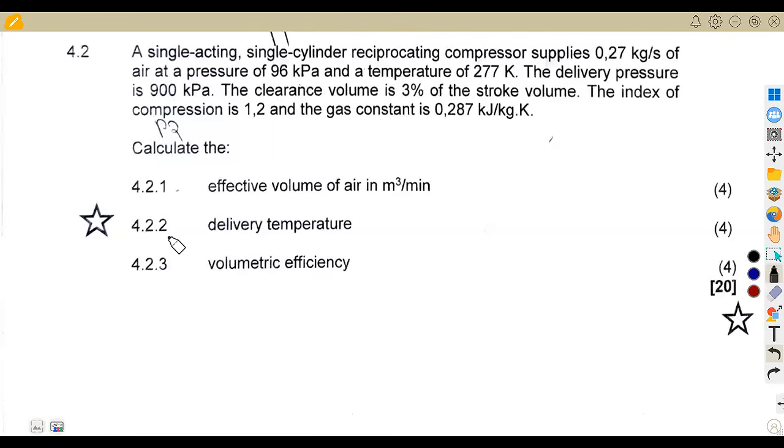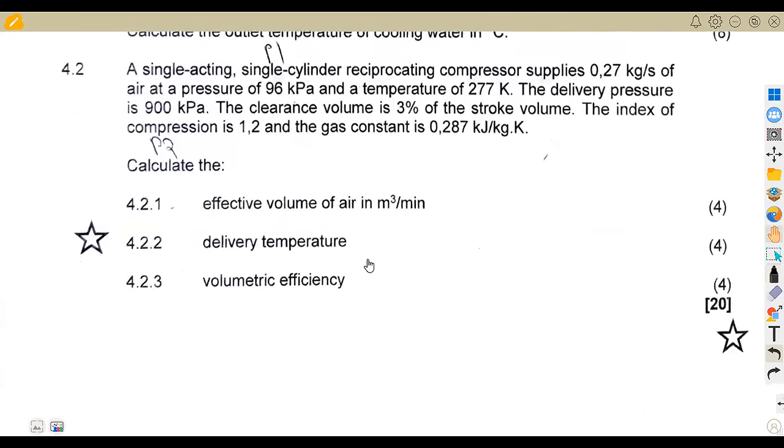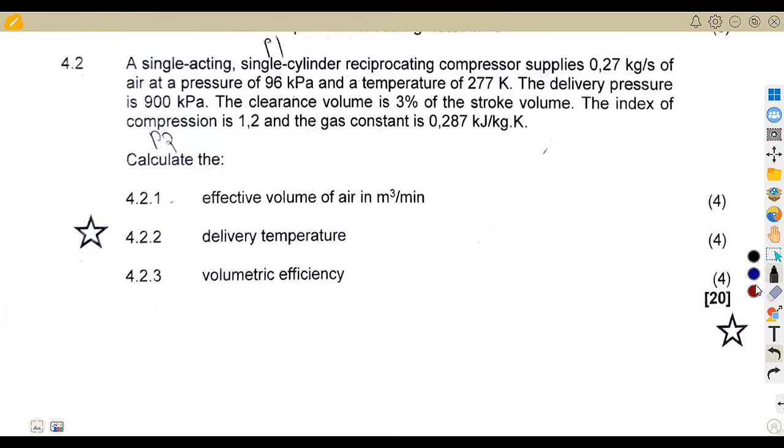All right. 4.2, it was just the concept of a compressor that we are given here. So let us check what we have. We have got a single acting, single cylinder, reciprocating compressor. Remember, on the first part, we talked about types of compressors: a reciprocating air compressor, or a rotary air compressor. Here we are given that it's a reciprocating air compressor, and take note, it's single acting, single stage.